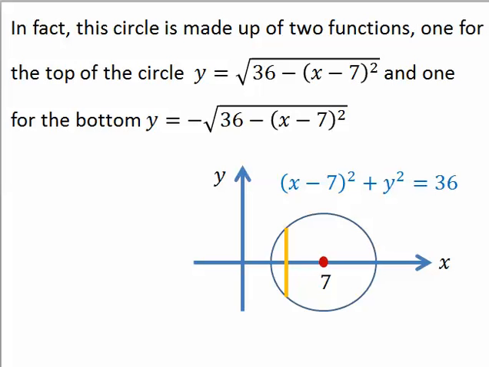One for the top, y equals the positive square root, and one for the bottom, y equals the negative square root. So these two functions would come from looking at the equation of the circle and solving for y. So we don't have one function, we actually have two. But this is not a very big difficulty to get around. Let's just think about what we want.